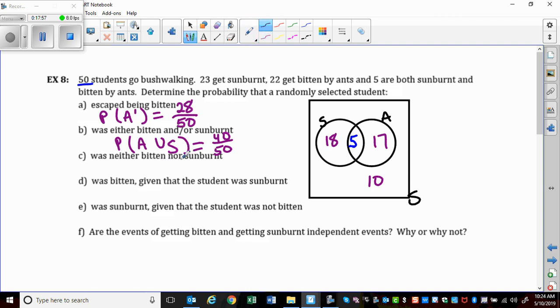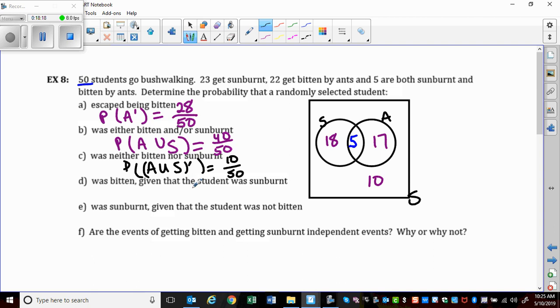Was neither bitten nor sunburned. So the probability of A union S, and then I'm going to use another set of parentheses, complement. The complement of this is going to be 10. So this is 10 over 50, or 1/5.